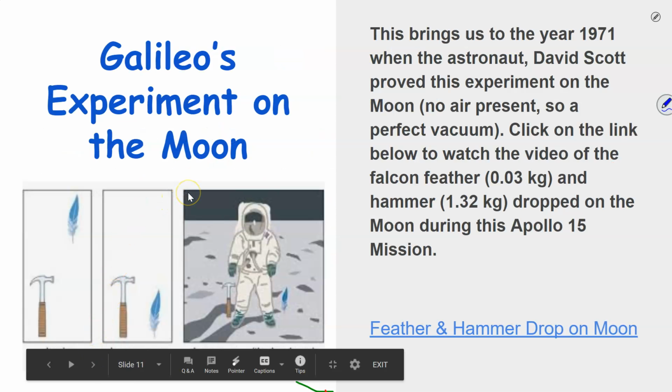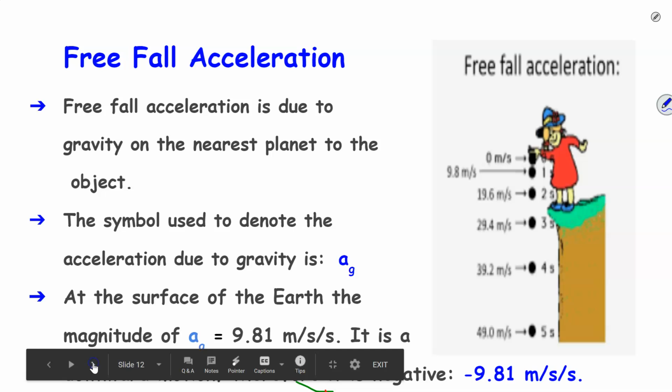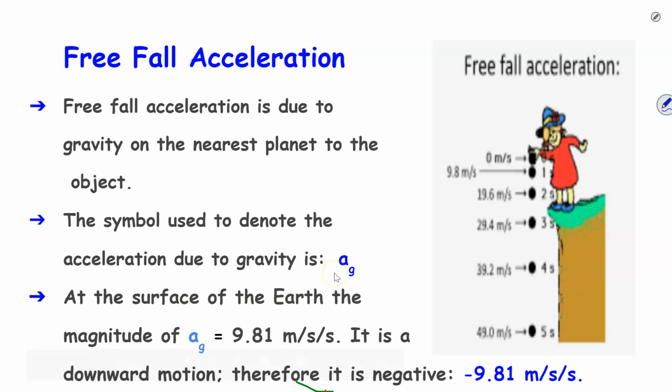Now, not only this, but I do have a clip here of the feather and hammer drop on the moon. This is an experiment that was done in 1971 by the Apollo 15 mission. So this is a good real experiment to show us that in the absence of air, which there is no atmosphere on the moon, they should hit the ground at the same time. You'll notice though, this film is not very clear because of the quality at that time. So it's just a good little video to watch.